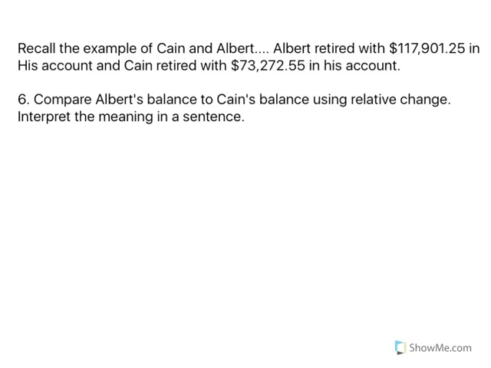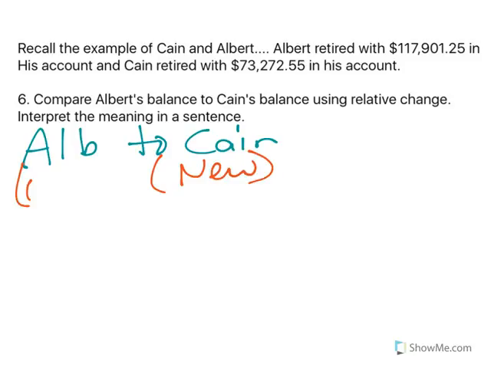Now, recall the example of Cain and Albert. Albert retired with over $117,000 in his account, while Cain retired with a little over $73,000. Let's compare Albert to Cain. Albert to Cain. This means Cain is new and Albert is old, using relative change.